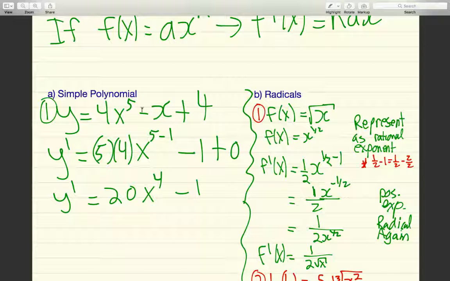As for the negative x, I can use the power rule, but I find it a lot easier just to think again that this is a slope function. What is the slope of negative x? Well, if it was y equals negative x, the slope would be negative 1. And again, what is the slope of positive 4? Positive 4 is a constant. It doesn't have any slope. It's 0. Okay, so the overall answer to this is y prime equals, the first derivative, we also call it the slope function, is 20x to the fourth minus 1.